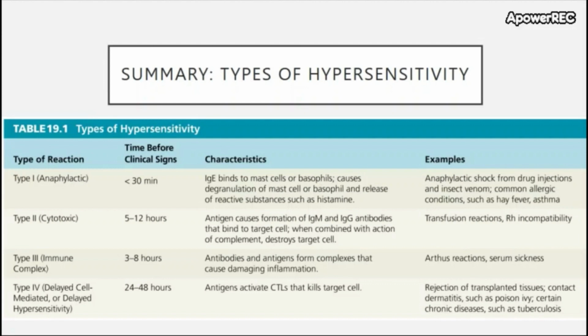Type 2 are the cytotoxic reactions. They take about 5 to 12 hours. And the key word there is cytotoxic. So we're looking for some cells that are involved with this. And of course, we have IgM and IgG antibodies that target a cell. And then when combined with action of complement, those target cells are destroyed. So a great example of this are transfusion reactions or Rh incompatibility.